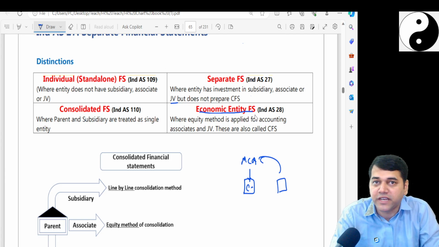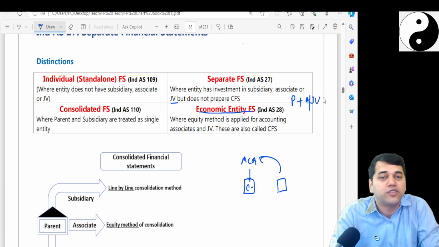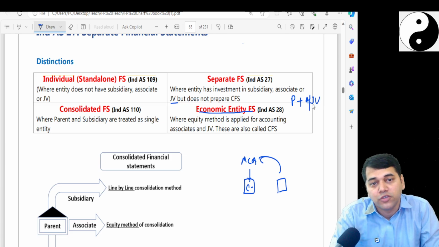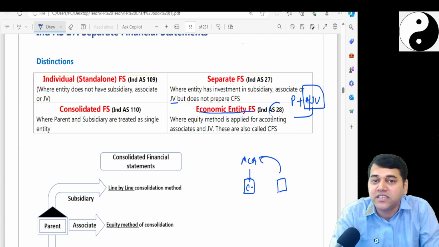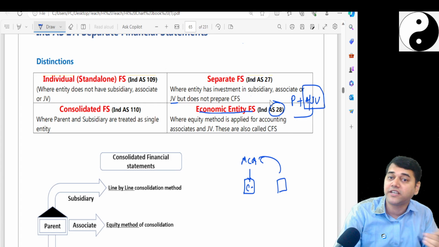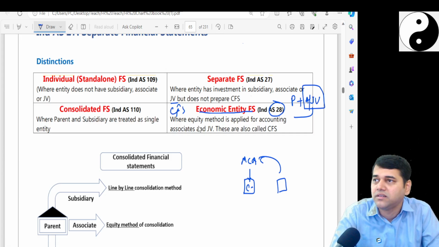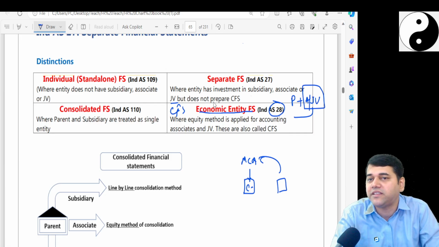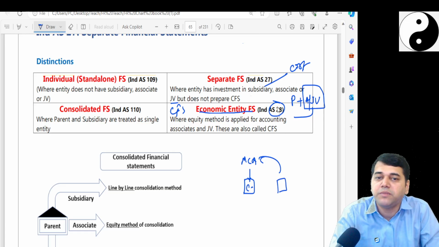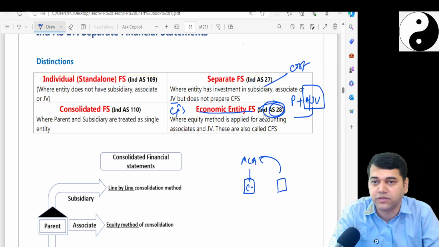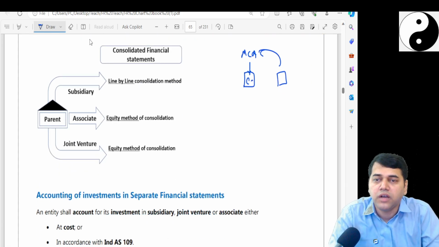In the economic entity financial statement, you have parent plus associate or joint venture only, no subsidiaries included there. And this is accounted as per Ind AS 28 in the consolidated. This is also CFS only. The difference between this CFS and this CFS is that here investment may appear at cost, and here investment will appear at the valuation as per Ind AS 28. Are you clear about this? The basic part?